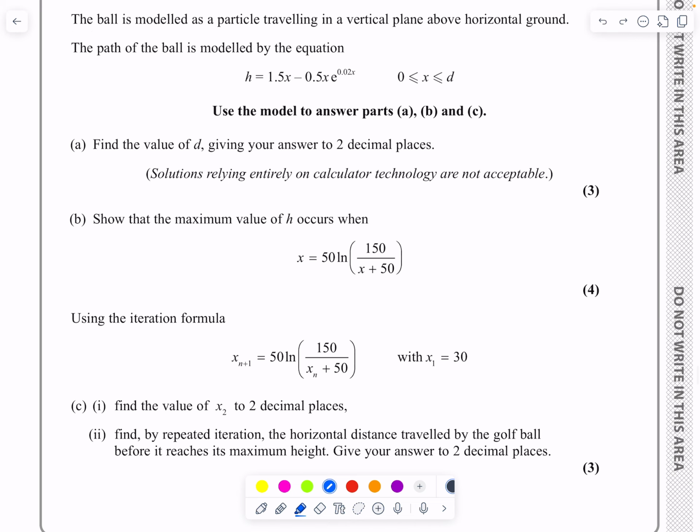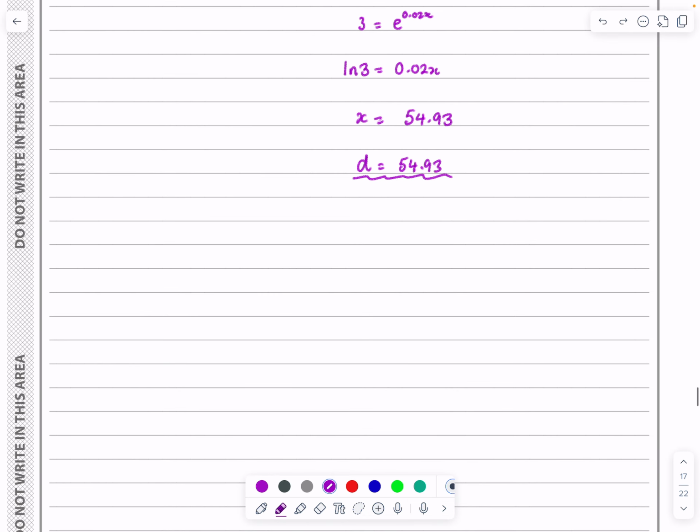Part B then says show that the maximum value of H occurs when x is equal to this thing here. Well, I won't panic too much about getting that. What I will do is work out what my method's going to be. And if I want maximum value, what I'm going to do is differentiate and then put dh by dx equals 0. But differentiating in the first place is going to take a little bit of time here with this one. So part B, we've got that h equals 1.5x minus, and then this horrible term that we keep talking about, 0.5x e to the 0.02x. So when I'm differentiating, that's going to be no problem.